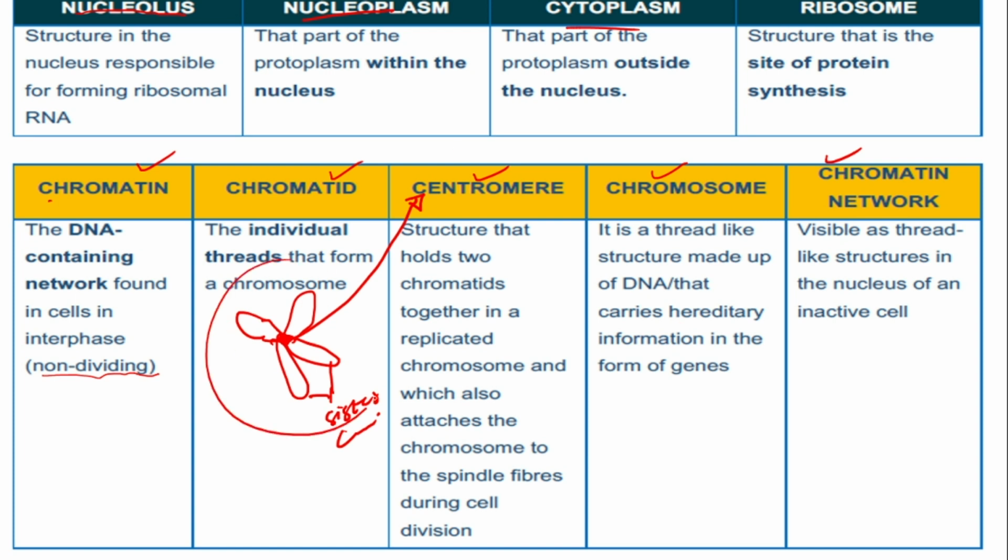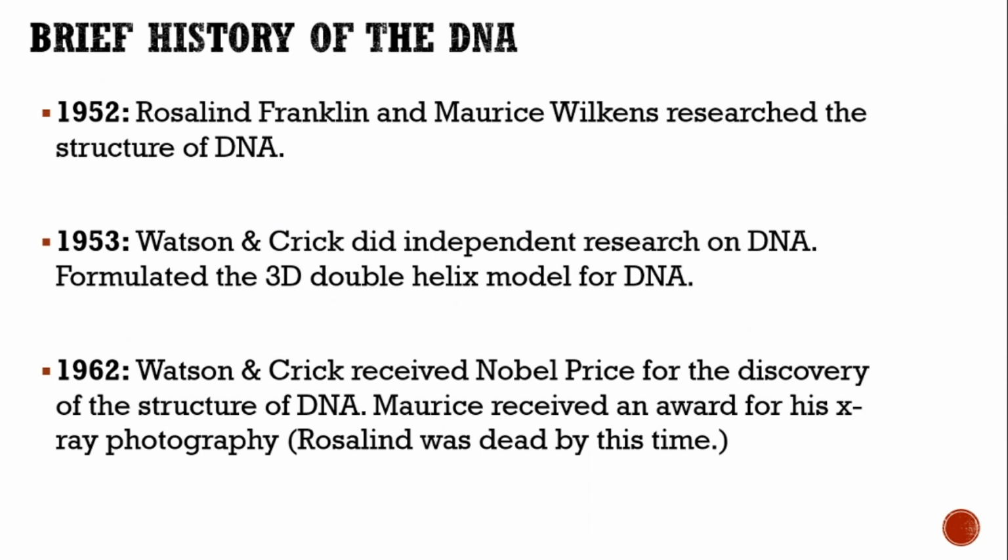A chromosome is a thread-like structure made up of DNA that carries hereditary information. Basically, it will look like disorganized DNA. And the chromatin network is visible thread-like structures in the nucleus of an inactive cell. Great. Now, let's look at the structure of DNA.